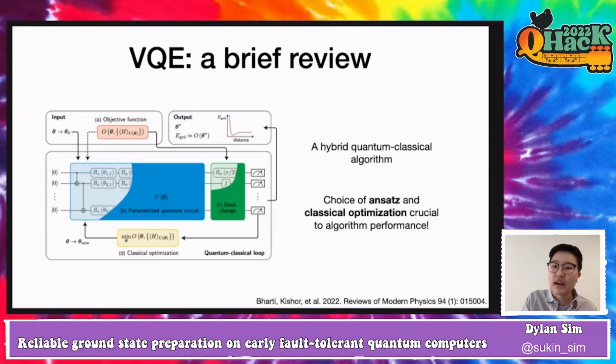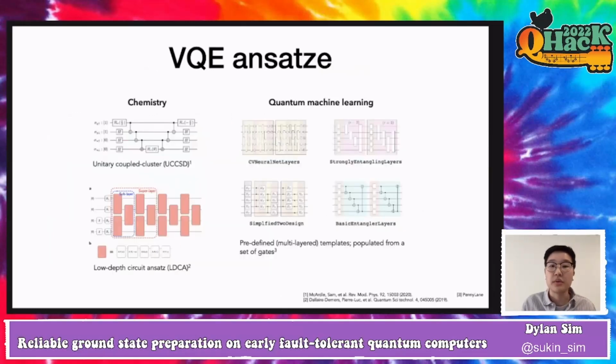And so what do these ansatz actually look like? In fields like quantum chemistry, you have something like the unitary coupled cluster circuit, which are usually more physically motivated. In more recent applications, like quantum machine learning, or when you're trying to run some proof of principle experiments on near-term devices, you often have circuits like the ones on the right, where you have some sort of multi-layered circuit structure, and you're populating it with some hardware-efficient gates.